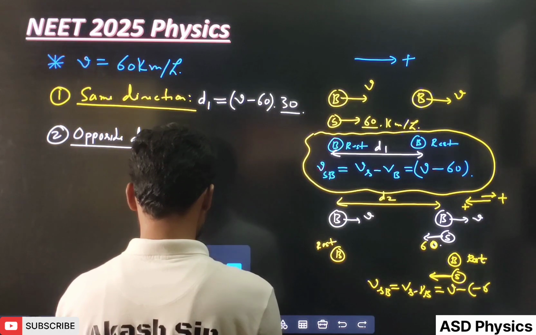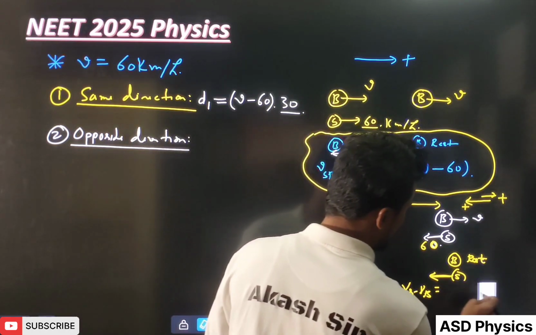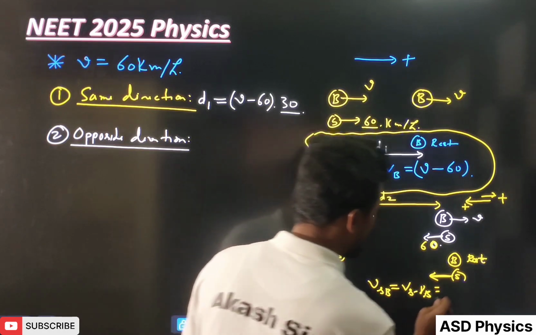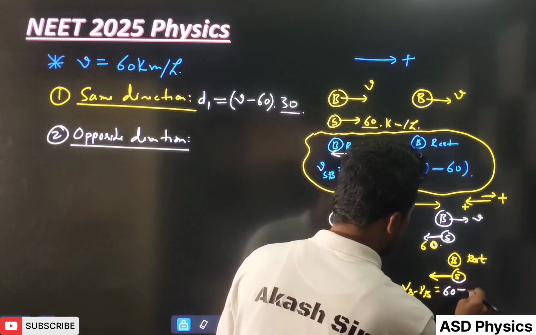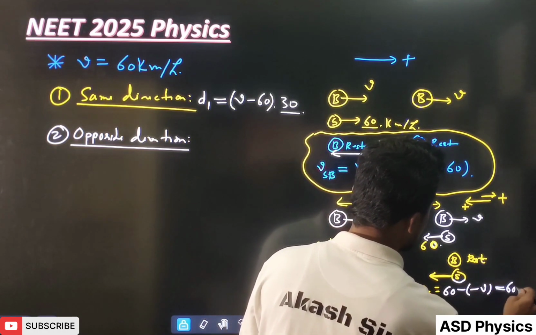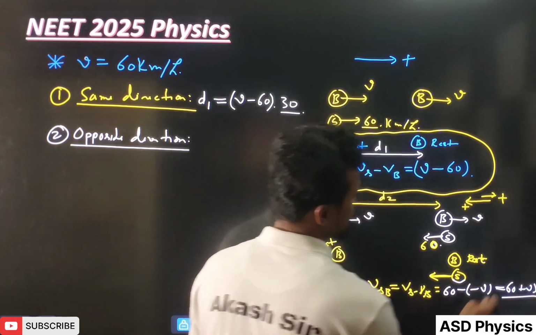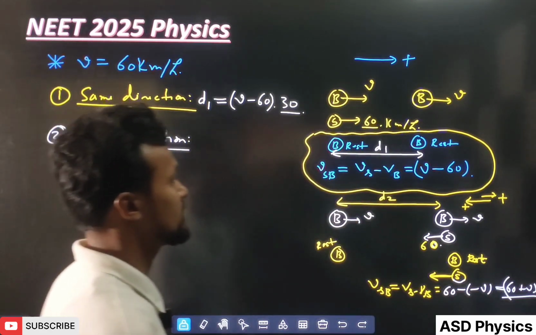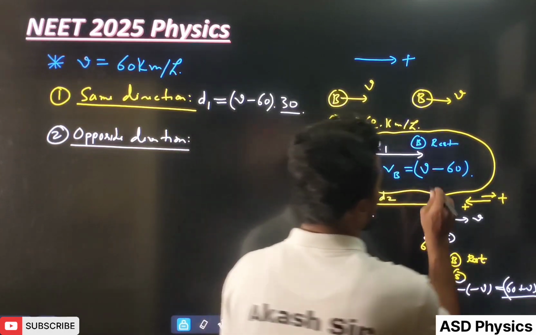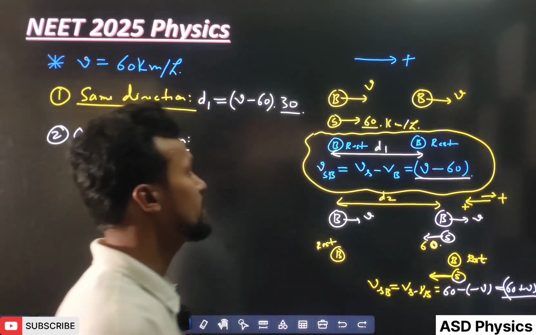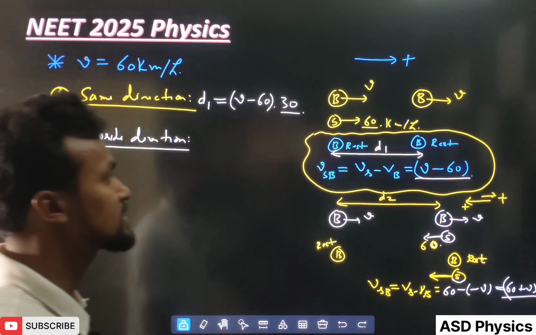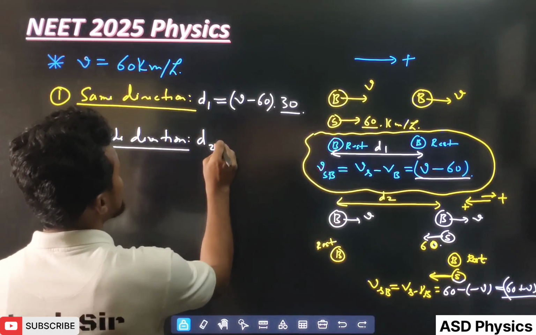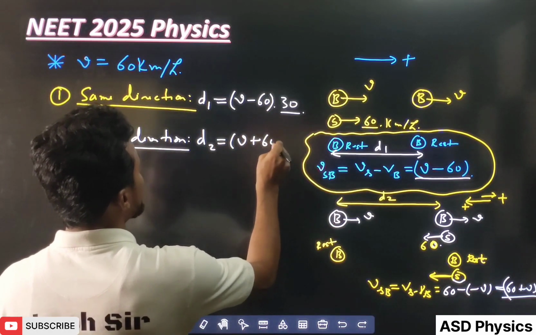So we have to make a little bit of change here. I made a little mistake here. Anyhow, I'm writing the basics, that's why it is taking time. The velocity of the scooty, 60 minus v, will become 60 plus v. Even directly I can write 60 plus v. In the same direction we got V minus 60, and in this situation V plus 60 will come.